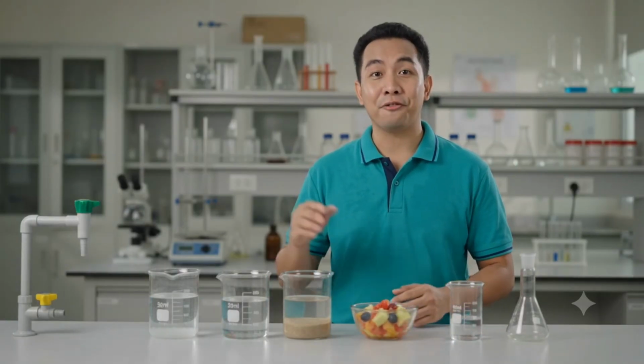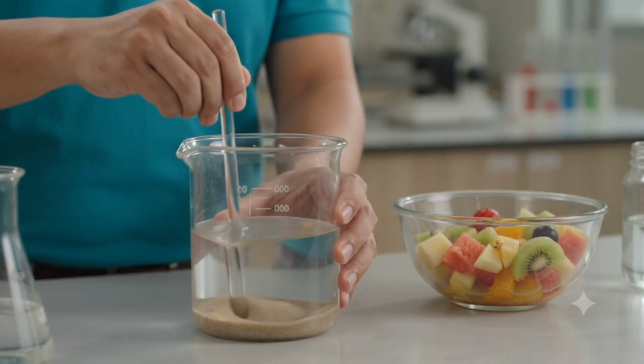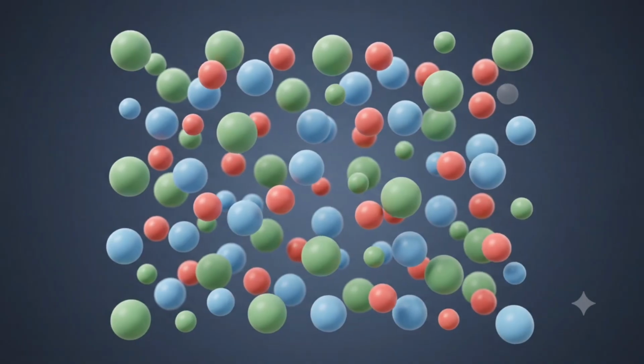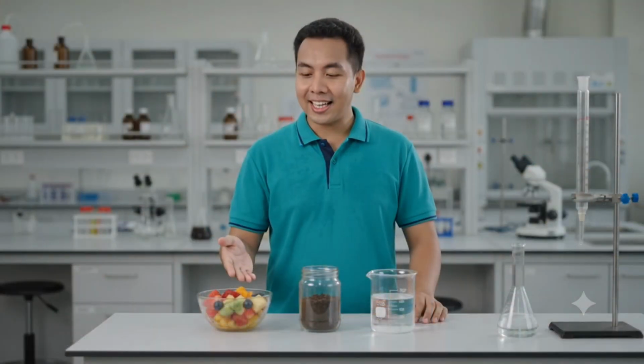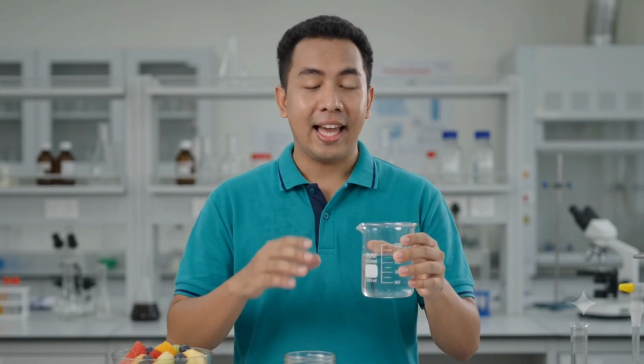A mixture forms when two or more substances are physically combined. Unlike compounds, the substances do not chemically bond together. In a mixture, each substance keeps many of its original properties. The components are combined physically, not chemically. Fruit salad, soil, and salt water are everyday mixtures. Their components are combined physically and can often be separated using physical methods.